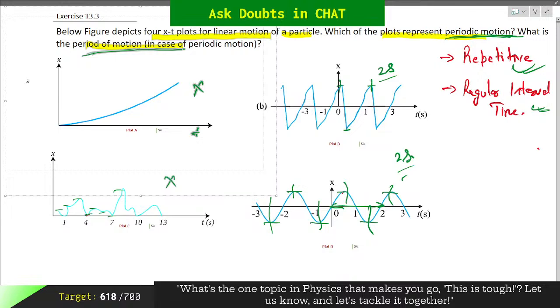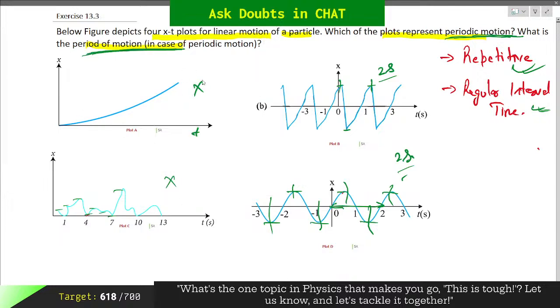Here the question is saying that the below figure depicts 4 plots, x and t plots for linear motion of a particle. Which of the plots represents periodic motion, and what is the period of motion in case of periodic motion? So periodic motion is a motion that repeats itself at regular intervals of time. So upon visualizing we can make a better guess.